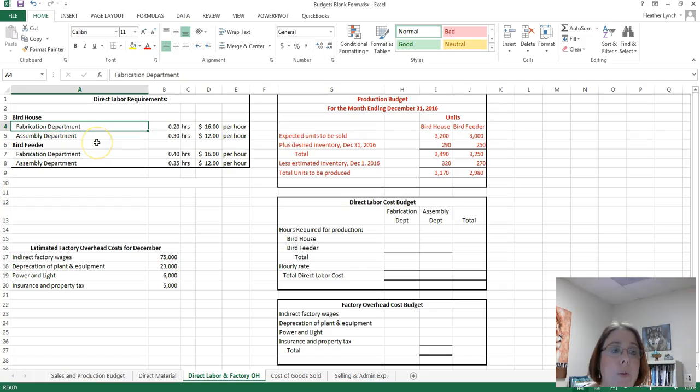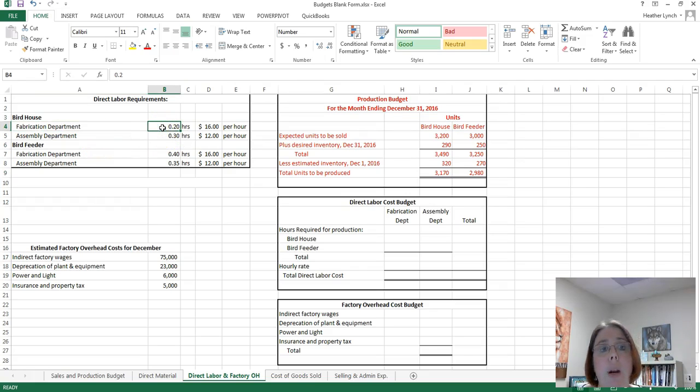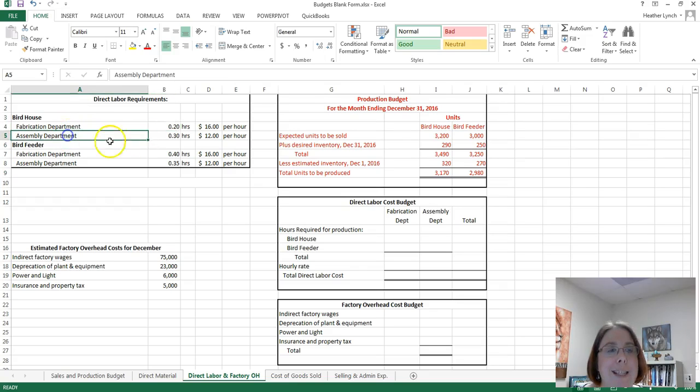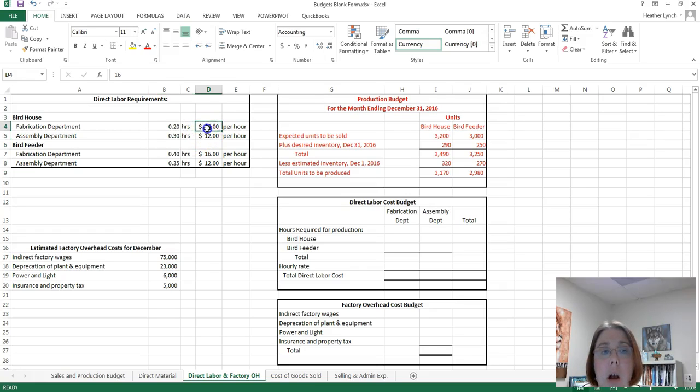So for the birdhouse, for fabrication, it takes 0.20 hours per birdhouse. And assembly, it takes 0.30 hours. And here is the cost per hour that we charge. The bird feeder, we have 0.40 hours for fabrication and 0.35 hours for the assembly. And they're also at $16 per hour and $12 per hour. So let's go ahead and do the direct labor cost budget.